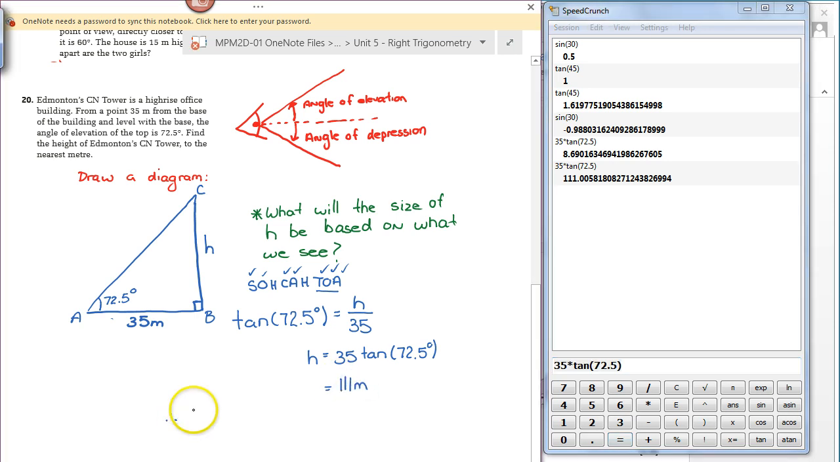So therefore, the CN Tower in Edmonton is 35 meters. Oh, it's not 35 meters. It's 111 meters, pardon me. I hope this video helped.